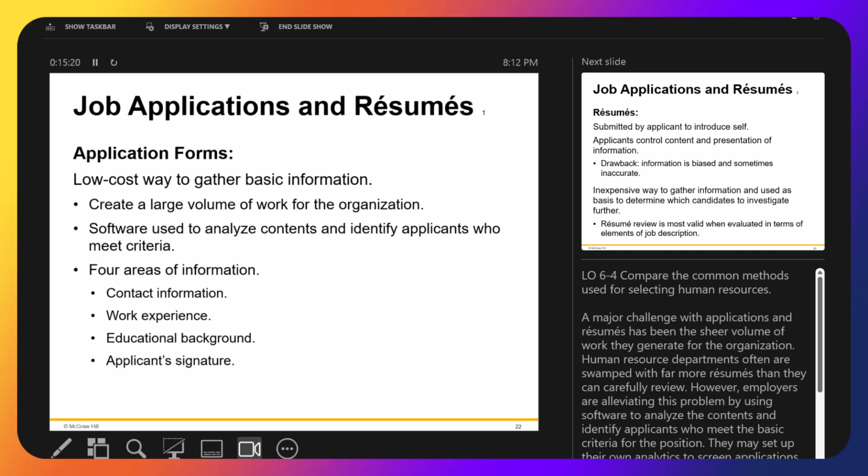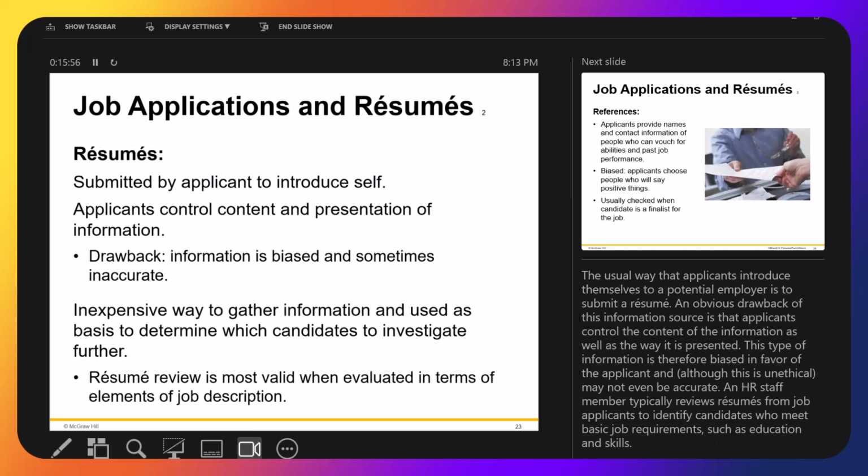Low-cost way to gather basic information: application forms. They create a large volume of work for the organization, so software is used to analyze contents and identify applicants who meet the criteria. So you've got to have a way, once you get all these, let's say you have a lot of applicants, to weed through the ones who are not qualified at all. There are four areas of information: contact information, work experience, educational background, and applicant signature. These are some of the things that you're looking for on these application forms.